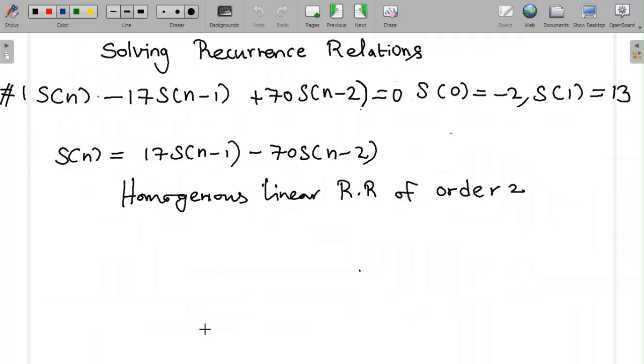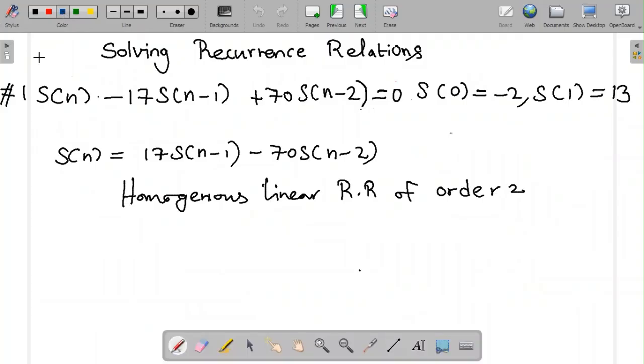The first example that we'll discuss is a recurrence relation of this kind. S of n minus 17 times S of n minus 1 plus 70 times S of n minus 2 is equal to 0. This recurrence relation has two conditions given along with it. They are S of 0 is negative 2 and S of 1 is 13. We can rewrite this recurrence relation in this form. S of n is equal to 17 times S of n minus 1 minus 70 times S of n minus 2. And we see that it is a homogeneous recurrence relation of order 2. We know why it is of order 2 because the smallest index involved is n minus 2. So this 2 here gives us the clue that it is of order 2.